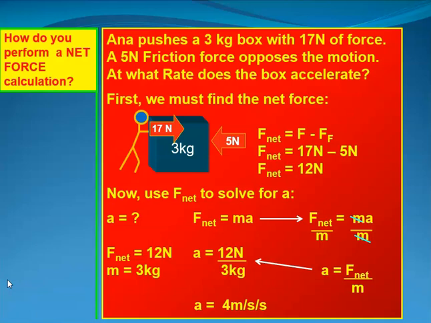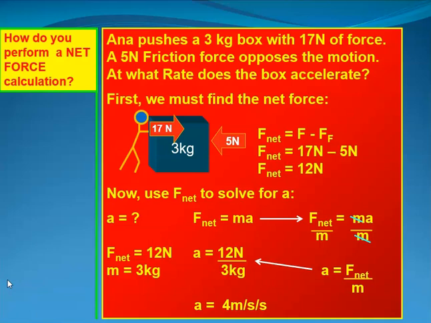So the first thing you do is you find the net force, and that's going to be the pushing force minus the friction force. So 17 minus 5. That will give you 12 newtons. That's called the net force, and that's usually designated as F sub net, or maybe just F sub n in many cases. So now you're looking for acceleration.